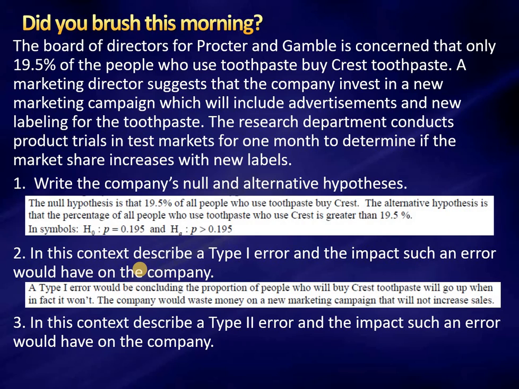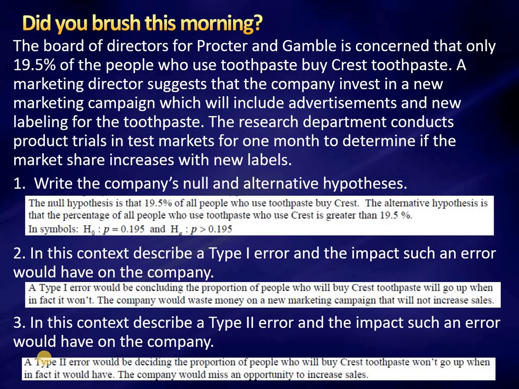We stuck with this when that was true. Okay? So the type 2 error is believing there has been no change in the proportion of people who use Crest when in fact it has gone up. And then if I missed the part here where it says the impact such an error would have.